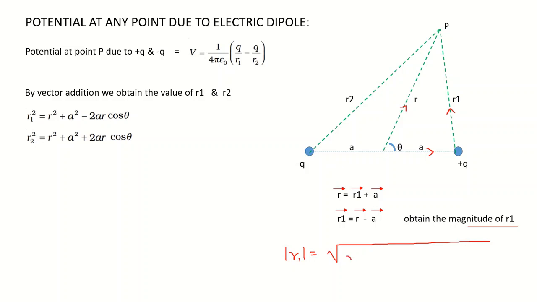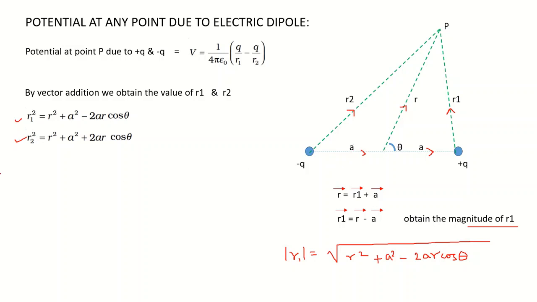It will be R square plus A square minus 2AR cos theta, and thus by squaring it we obtain R1 square. Similarly we can obtain R2 square also, because R2 square will be obtained from the equation R2 vector equals A vector plus R vector.